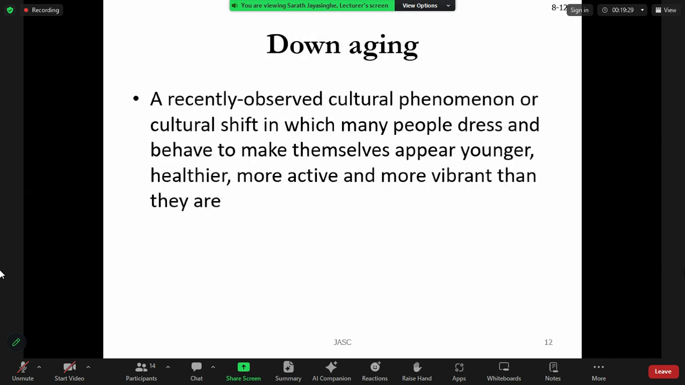And then the other one is down aging. Down aging means the recently observed cultural phenomenon, a cultural shift in which many people dress and behave to make themselves appear younger, healthier, more active, and more vibrant than they are. When people are becoming old, they like to be young. They show that they are young. They change their hairstyle, use some dyes and some kind of fashion, clothes, and sometimes ladies especially, and men also, apply different types of things. They use different types of products to convert their appearance and show others a younger appearance, right? So this is coming as down aging.